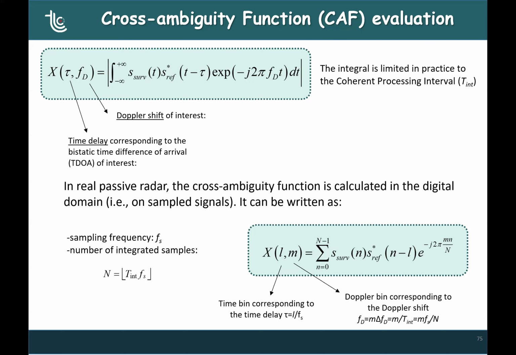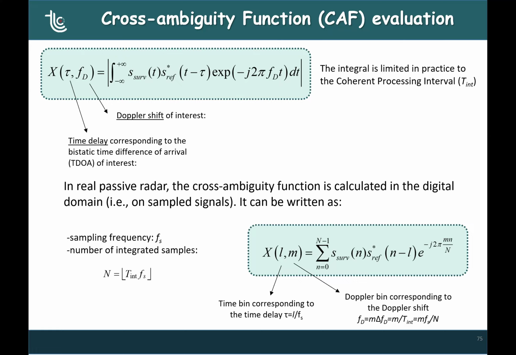And as you can see, we have two different indexes. One is L. L is the index for the time delay sample, and M is the index for the Doppler frequency. So you see that actually L corresponds to a time bin, because we have sampled with an Fs sampling frequency the samples of the signal, surveillance and reference signals.